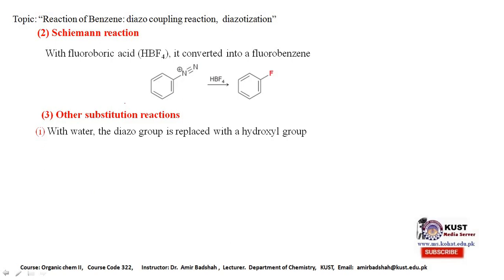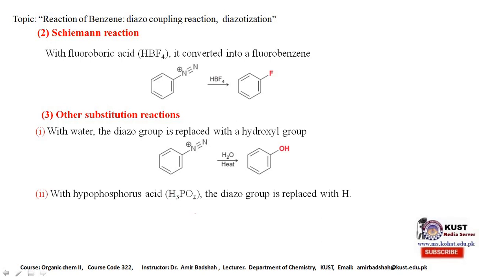For example, with water, the diazonium salt is replaced with a hydroxyl group, as shown here. When the diazonium salt is heated with water, then this diazonium group is replaced by the OH group. The direct installation of the OH group is not possible, but it is made possible by the treatment of the diazonium salt with water by heating.